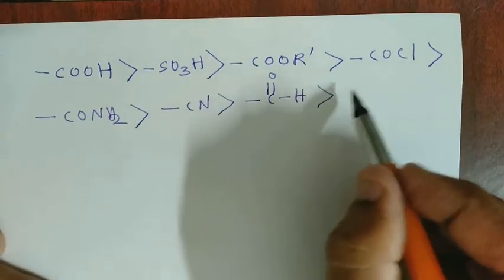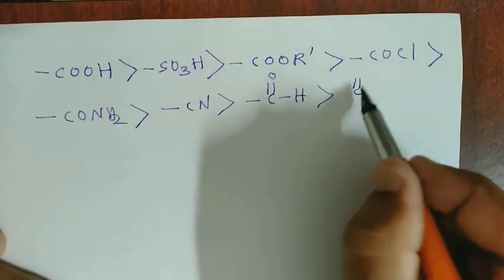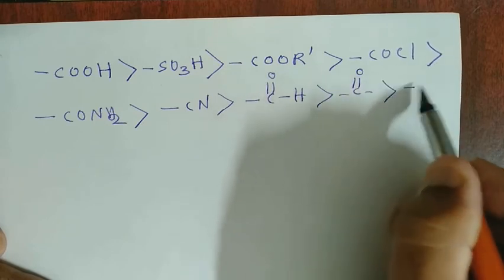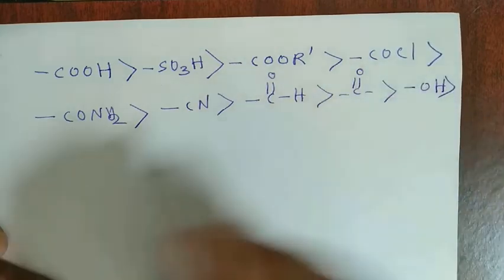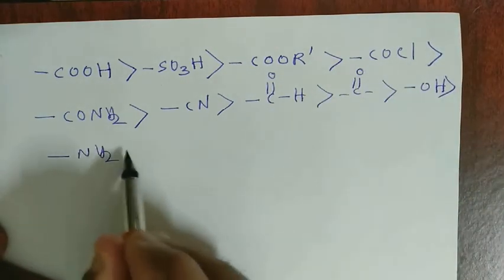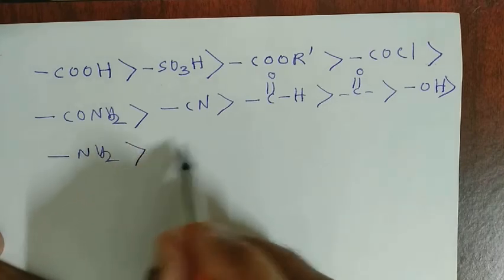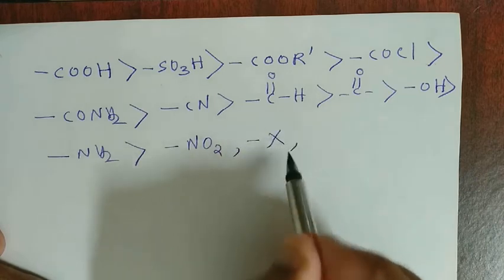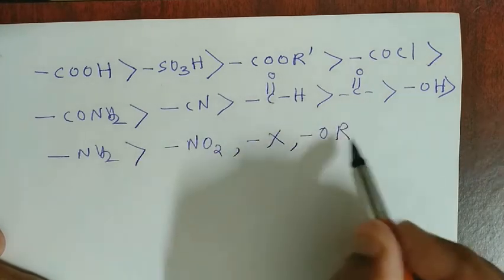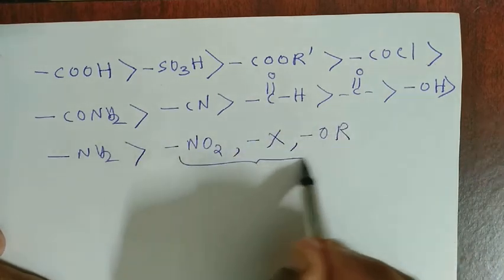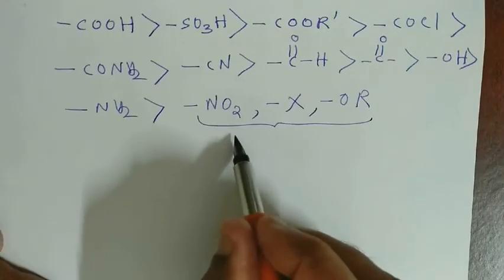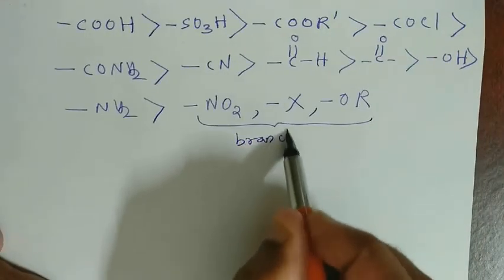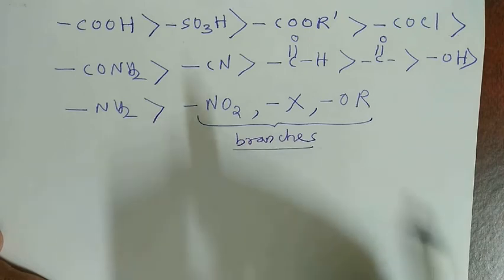Then comes the keto group, then the OH group, then the NH2 group. Then come the functional groups nitro, halo, alkoxy. These have no priority. They are always treated as branches during the nomenclature.